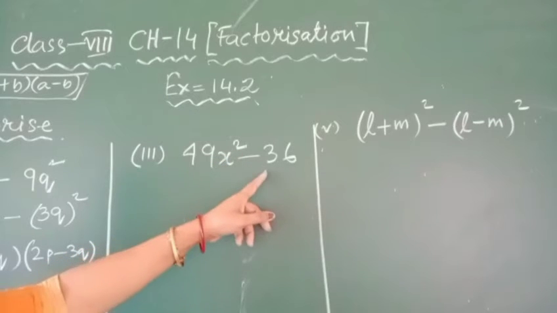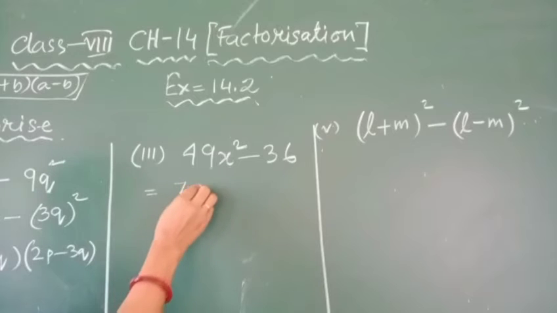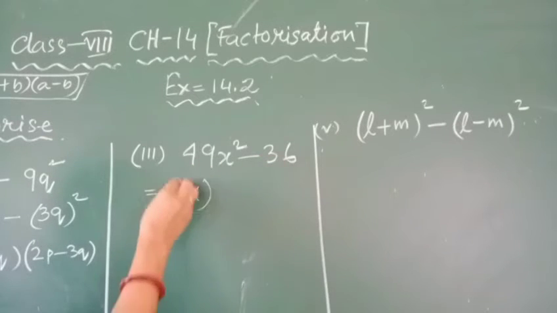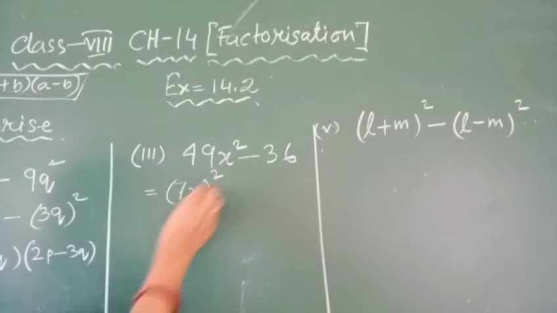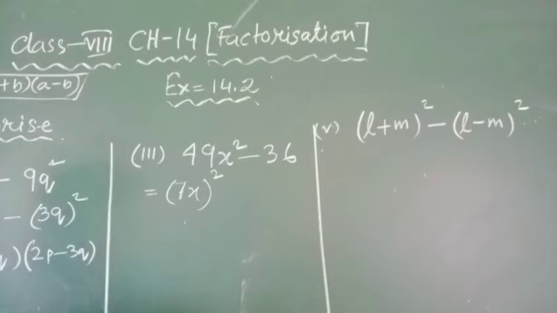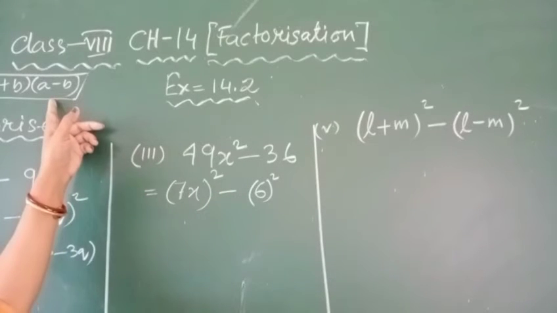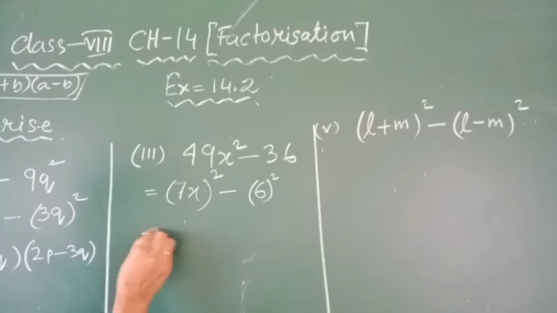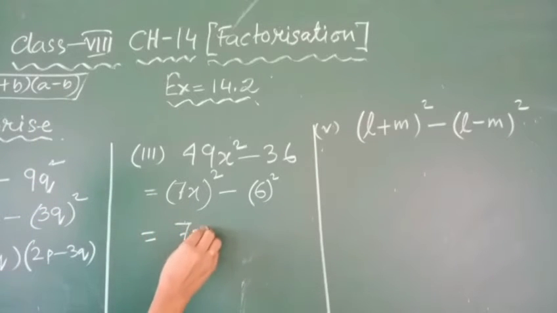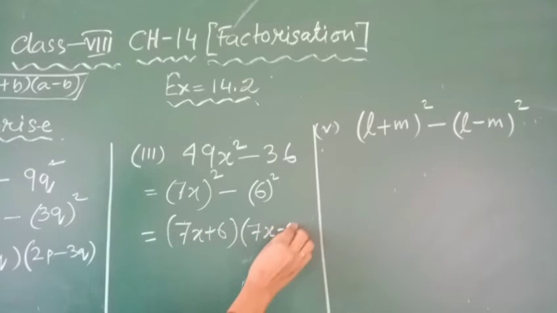Next sum is 49x square minus 36. Now can I express 49x square in the form of (7x) whole square? See, it is a square number, and this is also a square number. 7 sevens are 49, x into x is x square, and 36 is 6 square. Again a square minus b square, it can fit with that identity, (a minus b) into (a plus b) or (a plus b) into (a minus b), same. So (7x plus 6) and (7x minus 6).